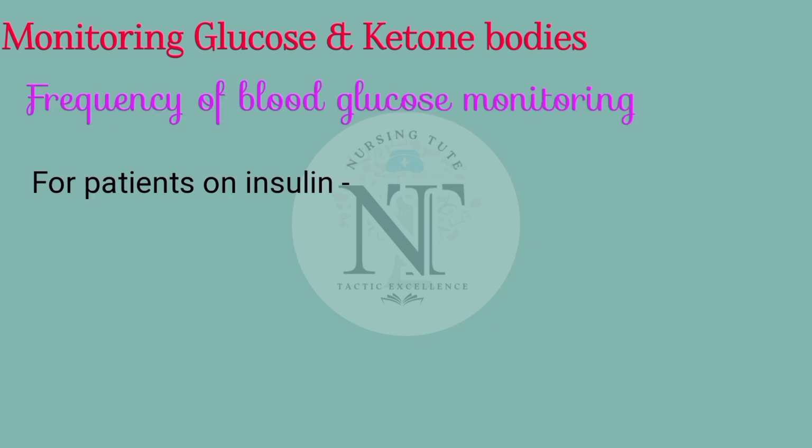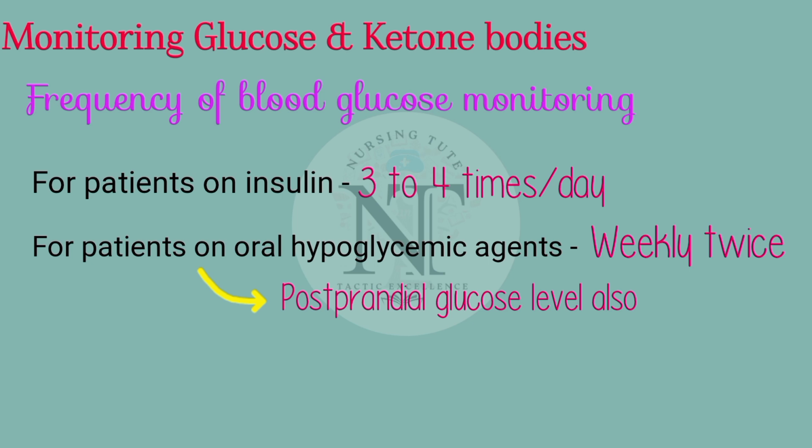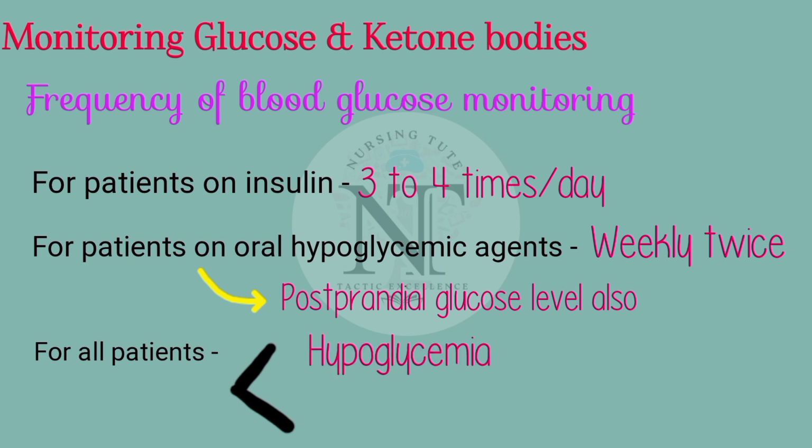Now the frequency of self-monitoring of blood glucose. For patients who take insulin before each meal, they have to check blood glucose level to determine each dose. For patients who are on oral hypoglycemic drugs, they have to check blood glucose levels 2 times a week, including a postprandial test also. For all patients, testing is recommended when the patient is having hypoglycemia or hyperglycemia.